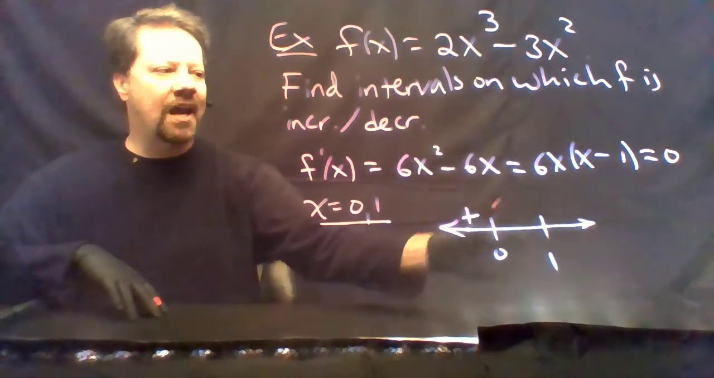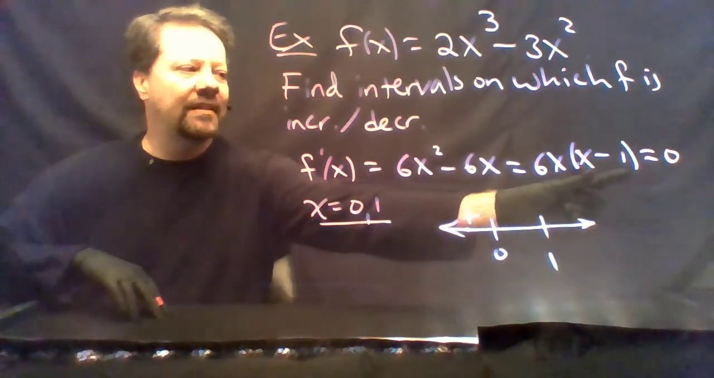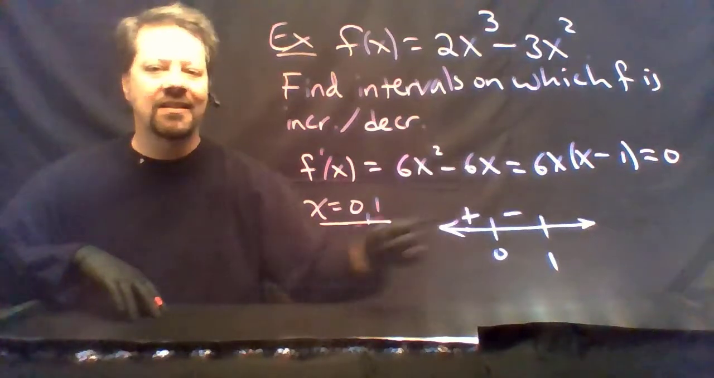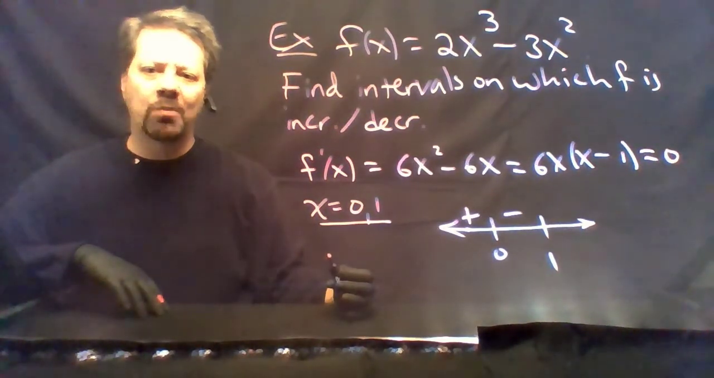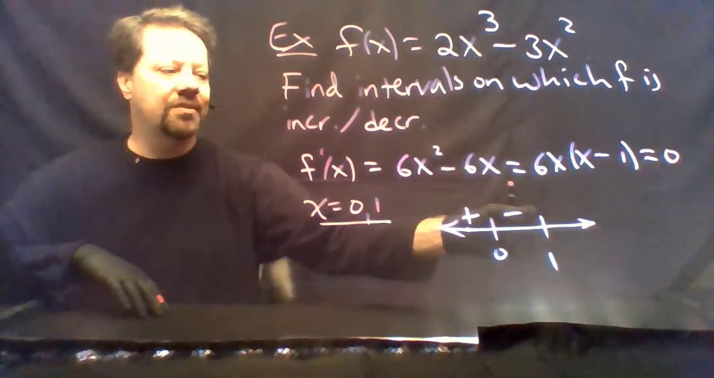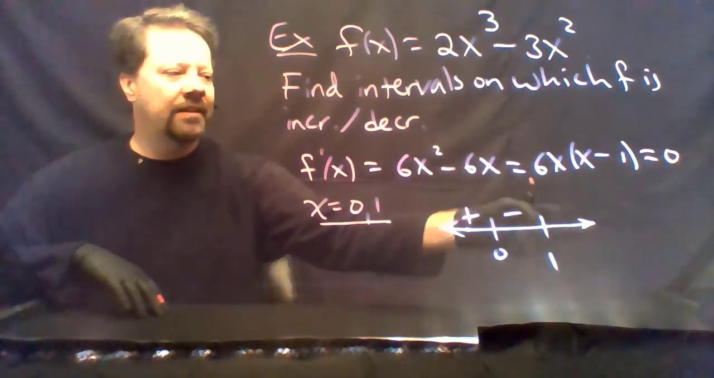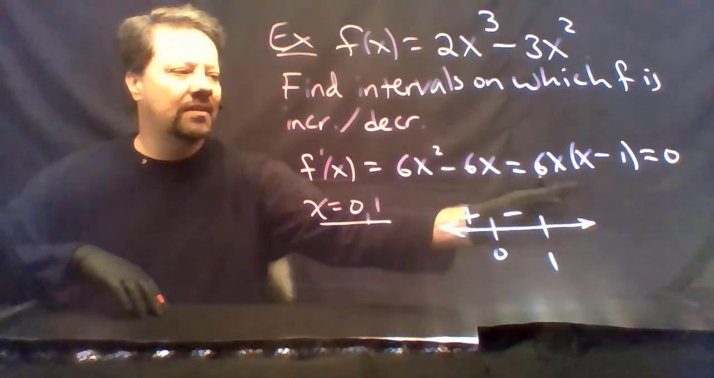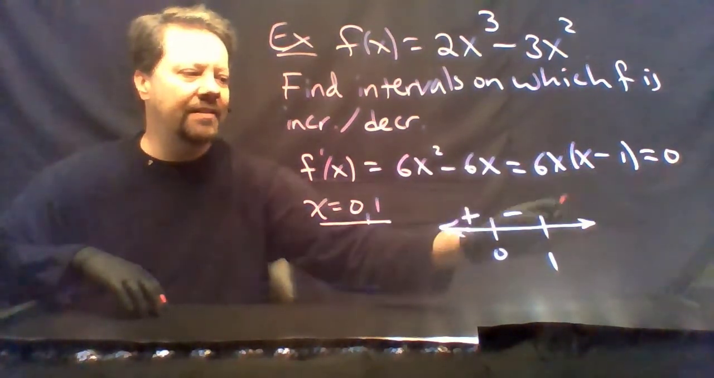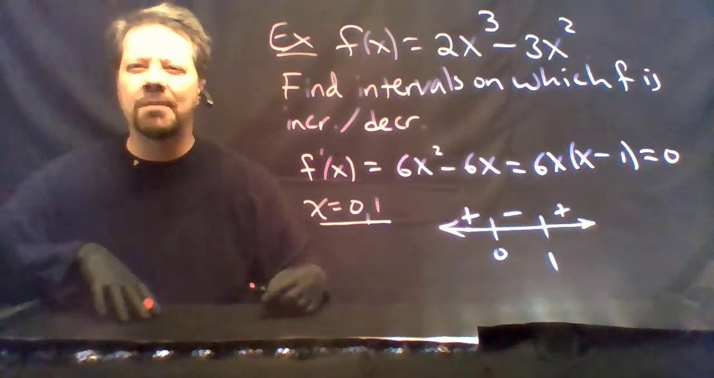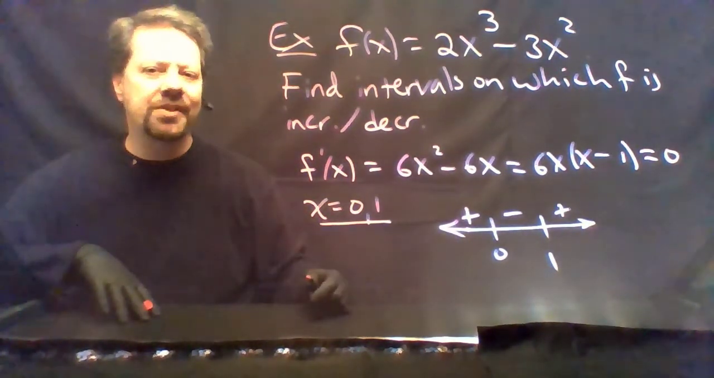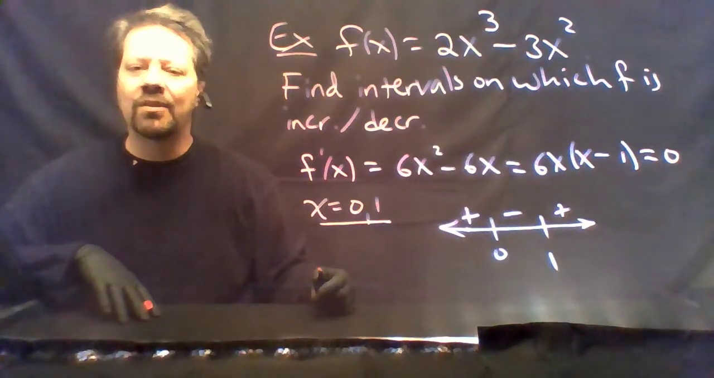If we plot 1/2, we get positive and negative. The derivative is negative at that one point, so it's negative all across the interval. If we plot, say, 2, we get positive and positive. Note, I don't care about the value. I'm only interested in the sign, positive or negative.